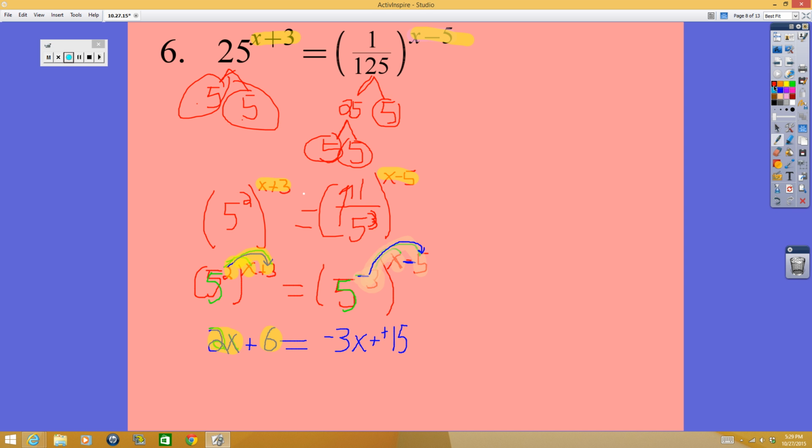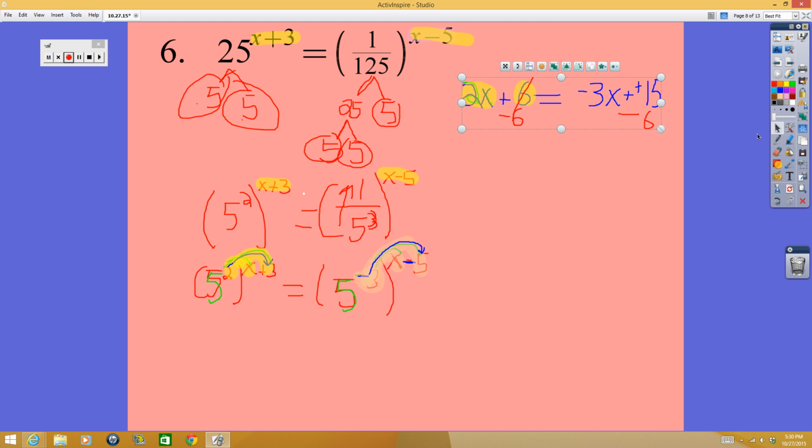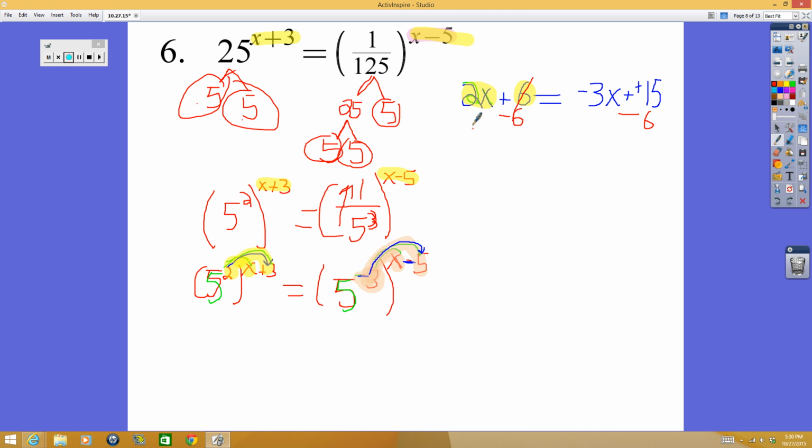Okay? Now let's solve it. Gotta move your numbers. You gotta move this over here. So that's what I'm trying to do right now. To get rid of a plus 6, I'm gonna do minus 6. Right? Let me move this. Ta-da! Let me change the background too. Okay. So what I've got left on this side is 2x equals negative 3x. And then if you do 15 minus 6, you're going to get 9.